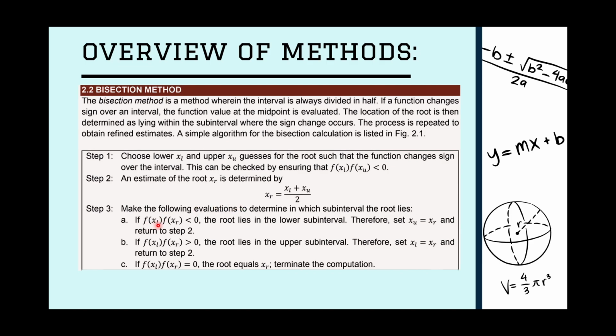If f of x sub l times f of x sub r is less than 0, the root lies in the lower subinterval. Therefore, set x sub u equal to x sub r and return to step 2. If f of x sub l times f of x sub r is greater than 0, the root lies in the upper subinterval. Therefore, set x sub l equal to x sub r and return to step 2. But if f of x sub l times f of x sub r is equal to 0, the root equals x sub r, terminate the computation.